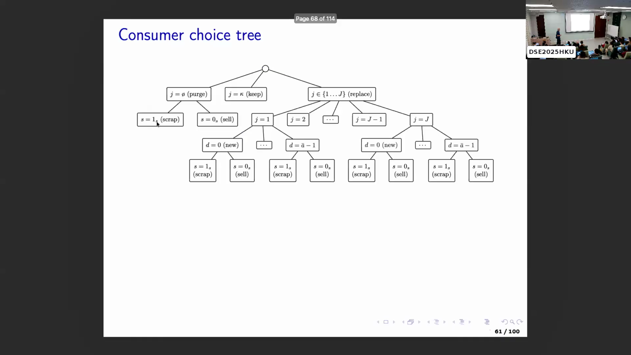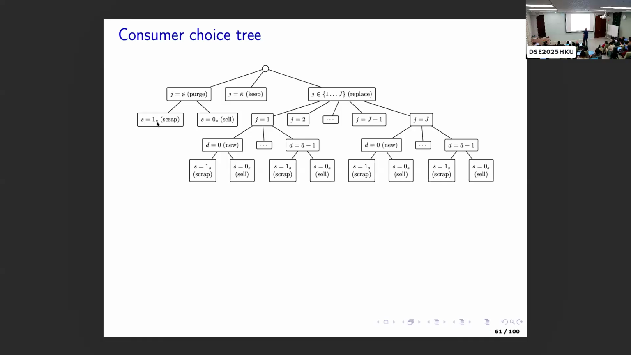Just going to go through the choice tree here for a car owner. This is a car owner that chooses between different options. Either I keep the car I have, and I'm just going to have the same car tomorrow, it's just aged. Or I can replace it, and if I replace, I need to decide which car I want to buy, one of those J different car types. And if I go with car type number 1, I have to choose if it's a new one, a used one, and so on. This is the nesting structure of the choice tree.